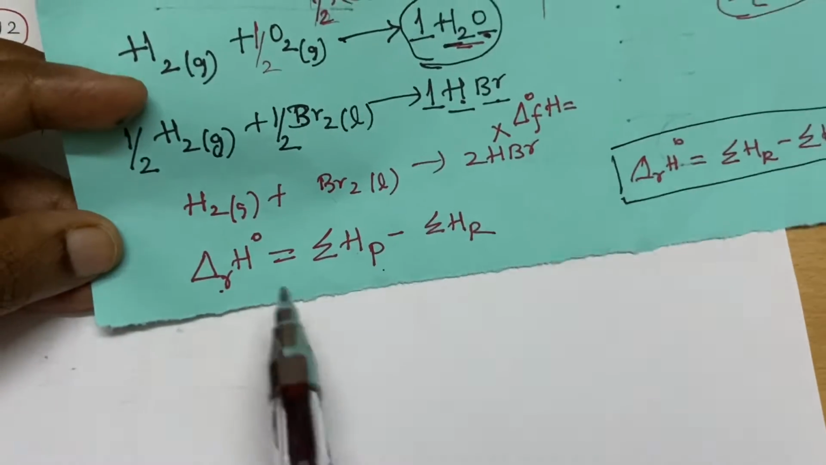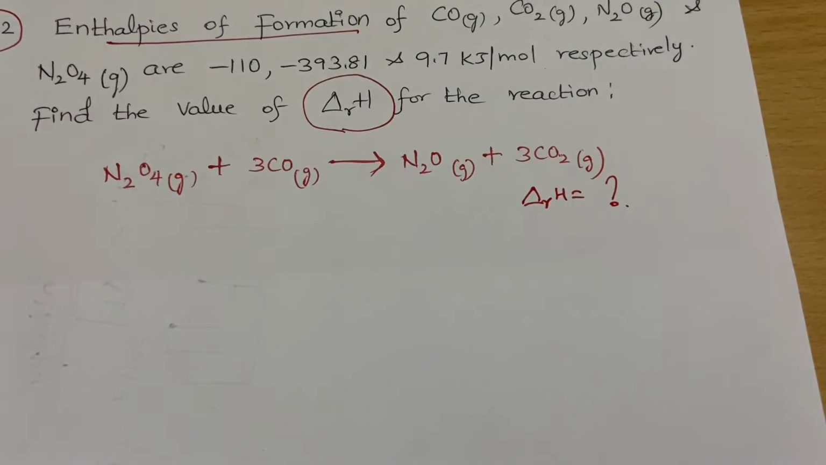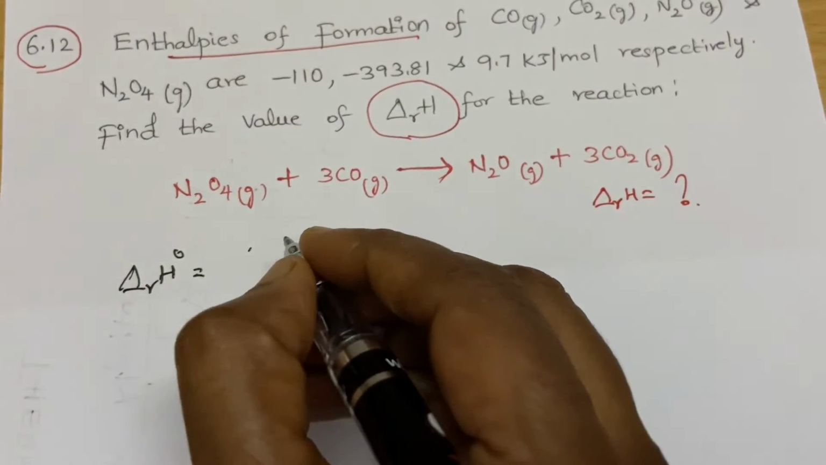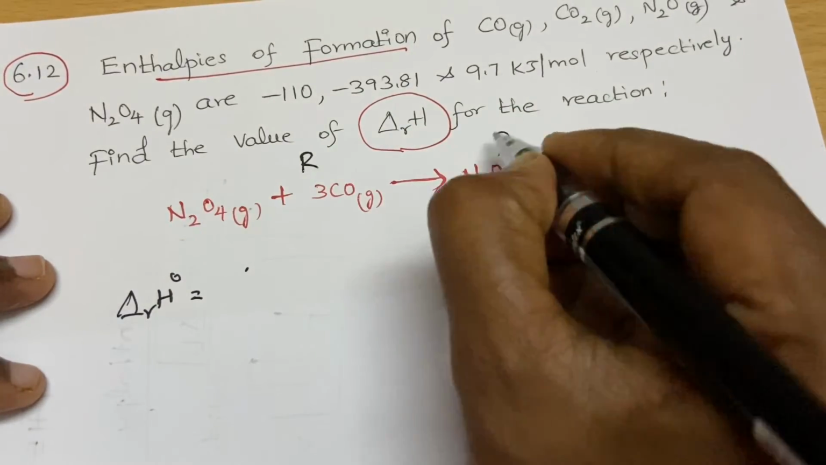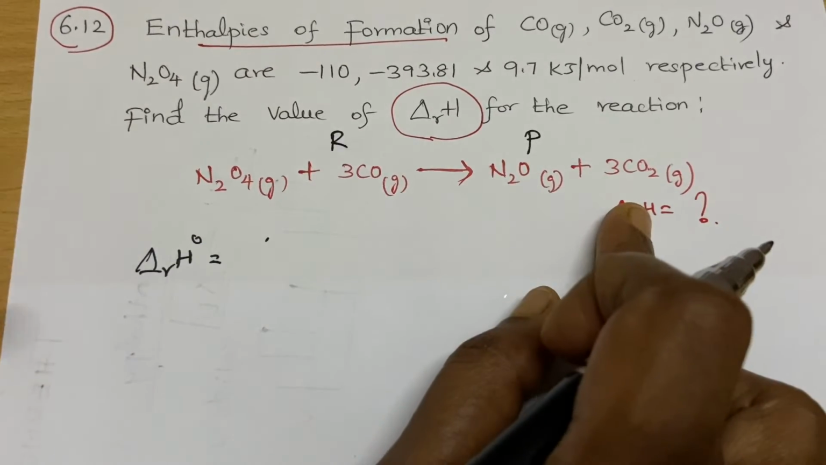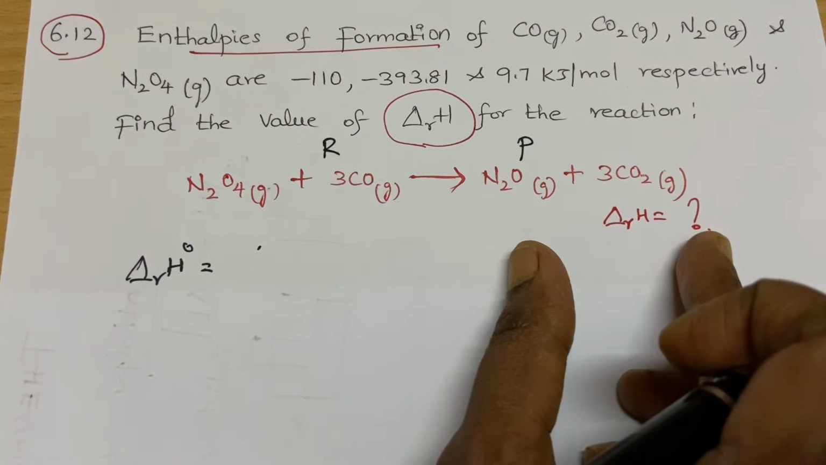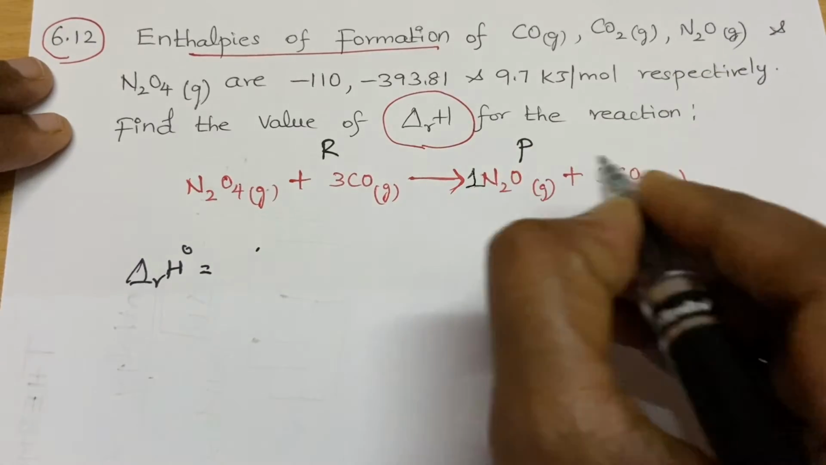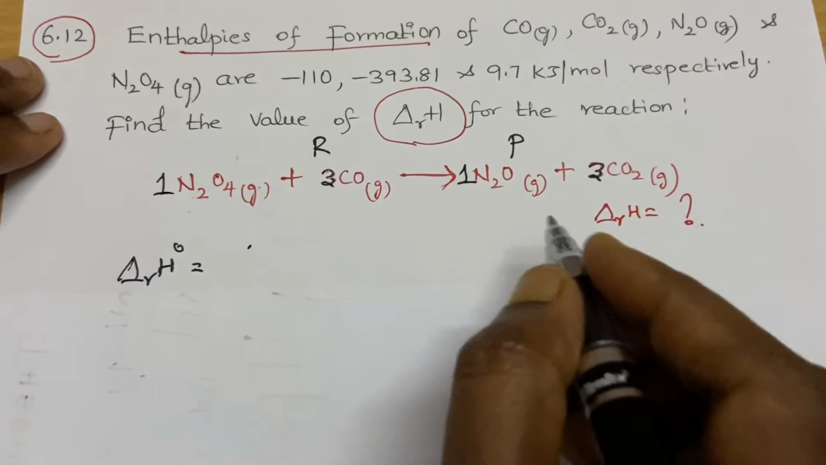So the formation data are given here. Which formula will you use? You have to use this formula here. The enthalpy of the reaction is equal to the sum of the enthalpies of the products minus reactants. This is already balanced, but check once again. It is given in the question as such. This is the stoichiometric coefficient. How many moles have been prepared, we have to be very careful.